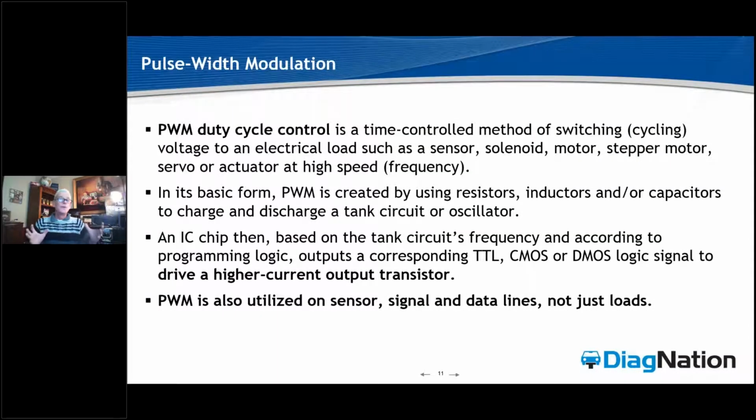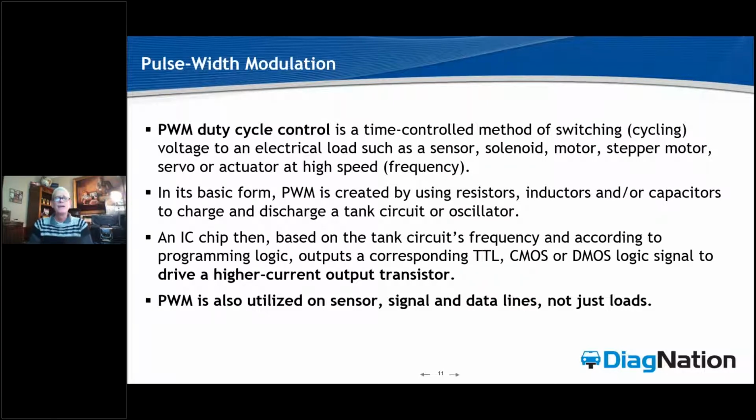Solenoids, motors, stepper motors in the case of an idle controller, or a servo or an actuator at very high speed. Throttle motors, for example, are pulse width modulated by an H bridge at sometimes greater than 30 kilohertz of frequency. That is an incredible amount of speed, 31,000 cycles per second, for that motor to be receiving signals and shuttling back and forth.